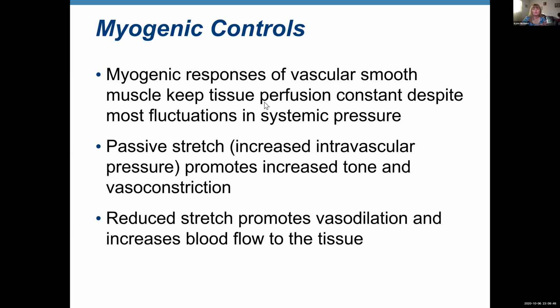Myogenic control responds to stretch. When we have lots of stretch on the blood vessels, that means lots of blood is going there. So what do we want? We want to constrict those blood vessels to allow less blood to the tissue. So again, look, that's our arterioles, and those are our capillaries.